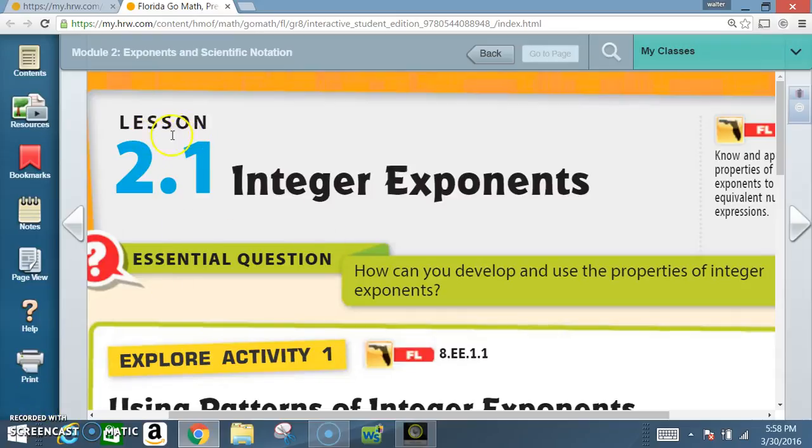Okay, class, today we're in lesson 2.1, integer exponents. Essential question: how can you develop and use the properties of integer exponents?